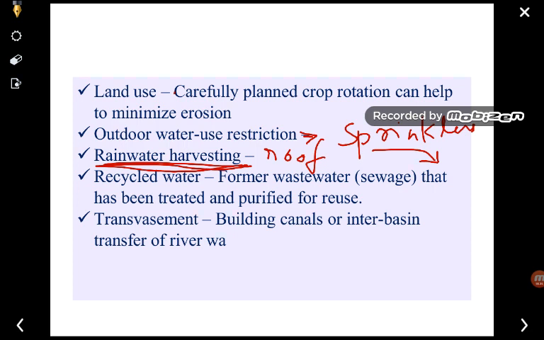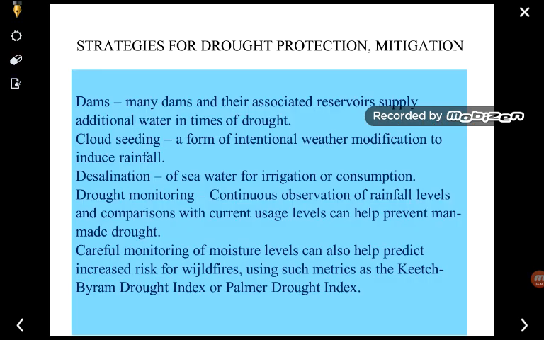Next one more strategy, that is the last strategy, that is transvasement. So transvasement is nothing but the building of canals or the interbasin transfer of river water. So in order to utilize the surface water from the river, we have to build certain canals or interbasins for the transfer of river water. So these are the different strategies we must know.